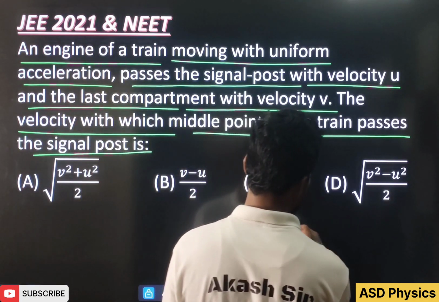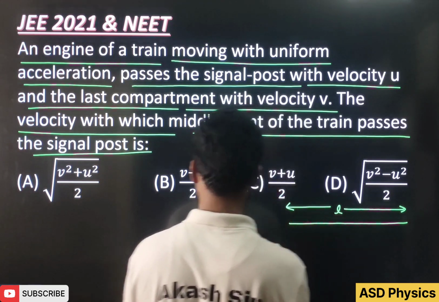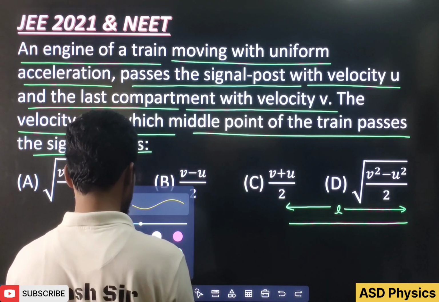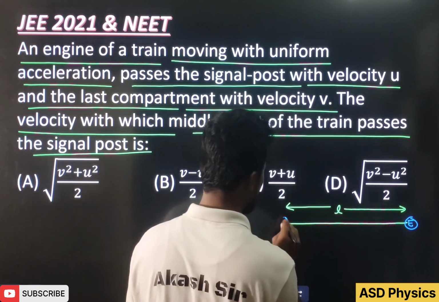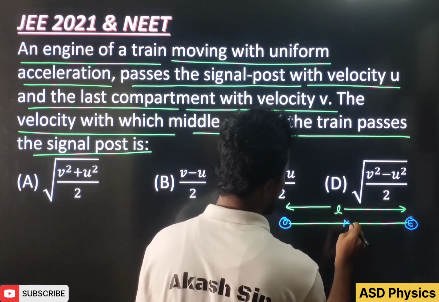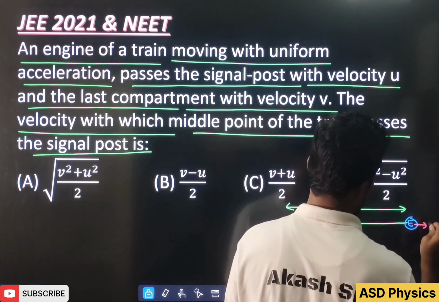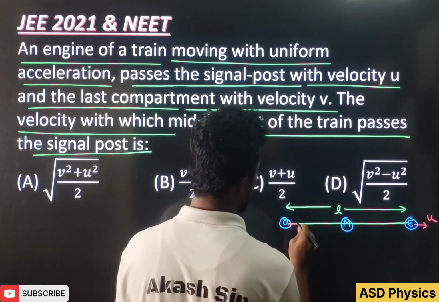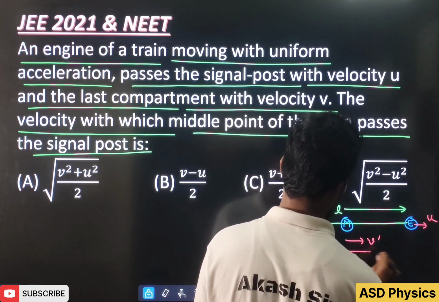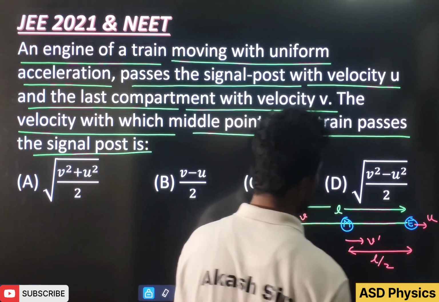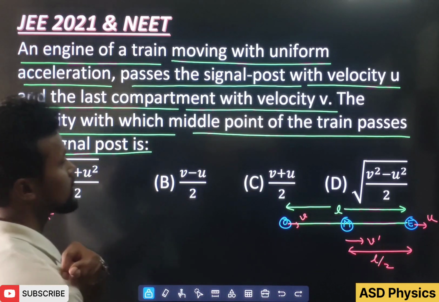Okay, so remember here one train is this, the length of the train is L. It is traveling, and some signal post is there. The signal post is this. Let's take this is the engine and this is the compartment, and this is the middle point M. Let's take the initial velocity as U and the final velocity as V. We have to calculate with how much velocity the middle point will pass, and remember this distance is L by 2.